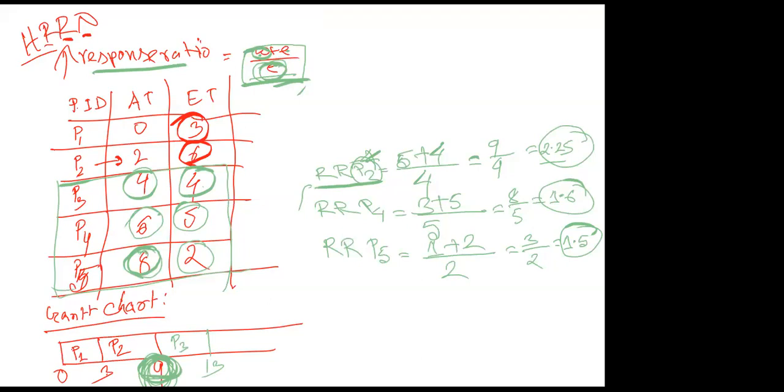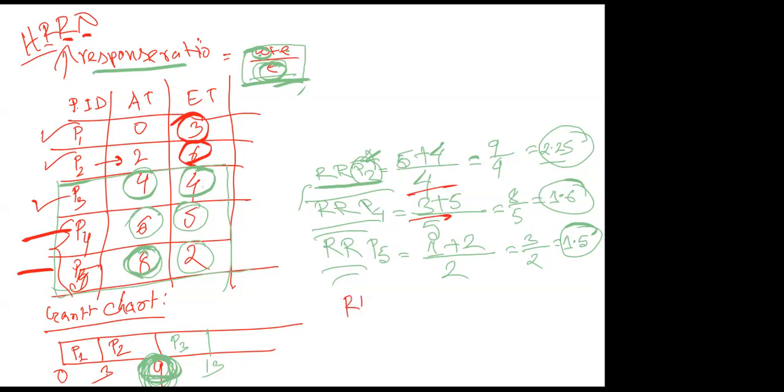So again, your operating system needs to calculate the response ratio. Now, how many processes are inside the RAM? Currently P3 is done, the CPU has executed it. Now we have processes P4 and P5, right? So your operating system needs to calculate the response ratio for these two processes, P4 and P5.